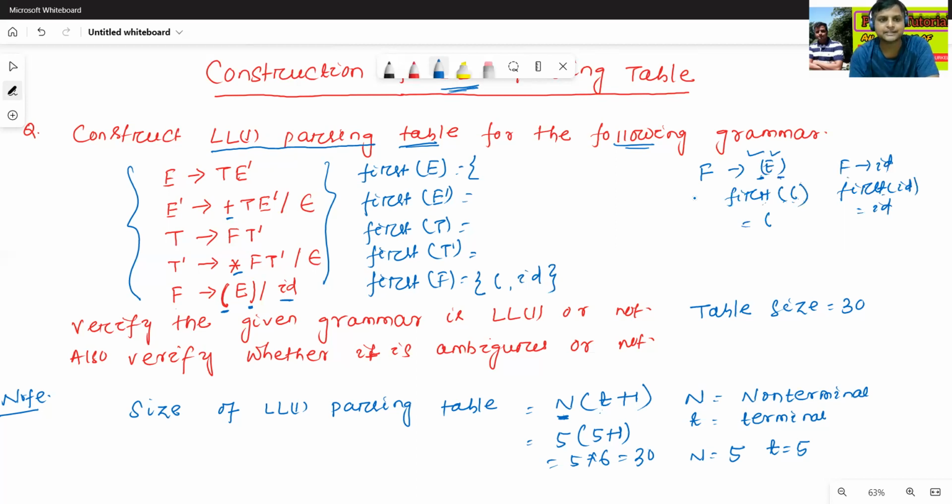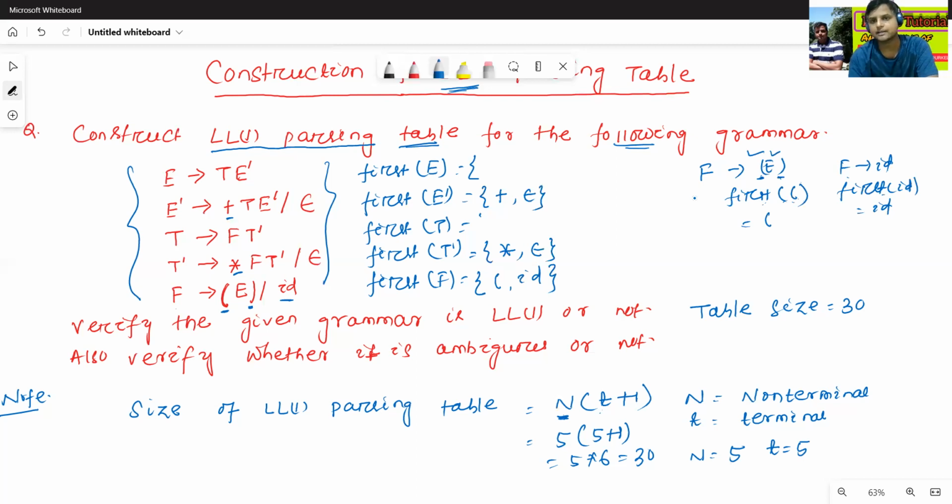Then we'll find first of T prime. Here T prime contains two productions. For the first production, star F T prime, the first is star. Then epsilon. Then we'll find first of E prime. First of E prime is plus and epsilon.